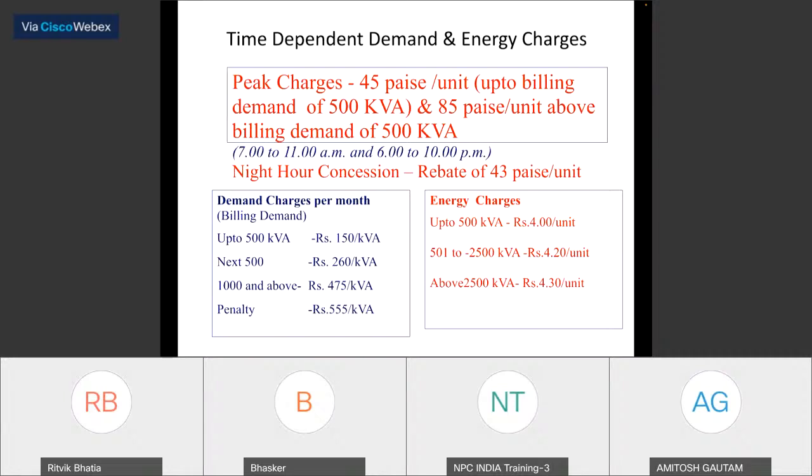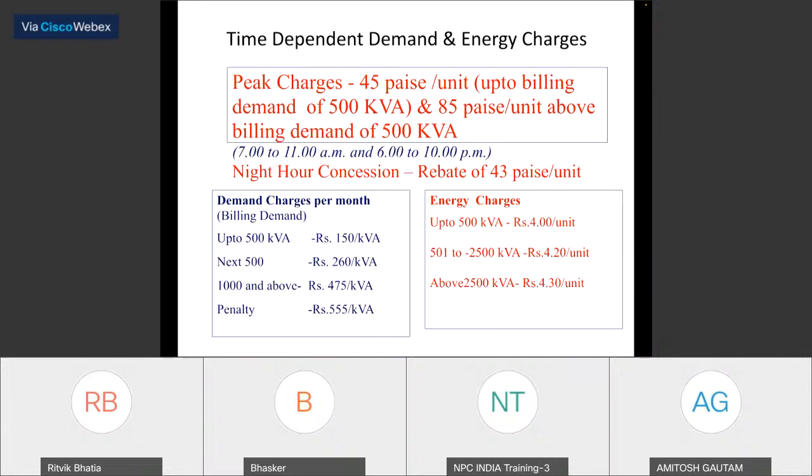And we have seen in the industrial sector as well as in some of the LT sector also, the people are saving on this unit rate tariff only because by shifting some of the load during the off-peak time or during the night time. Because during the night time, that is from 10 o'clock night to next day 6 o'clock, most of the utilities are giving the night hour concession, and the rebate is about 43 paisa per unit.